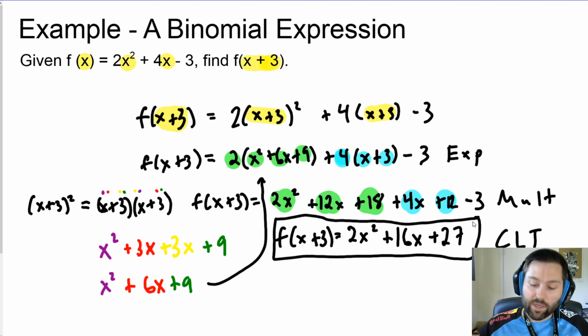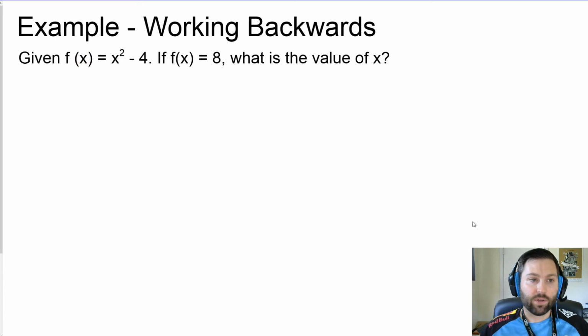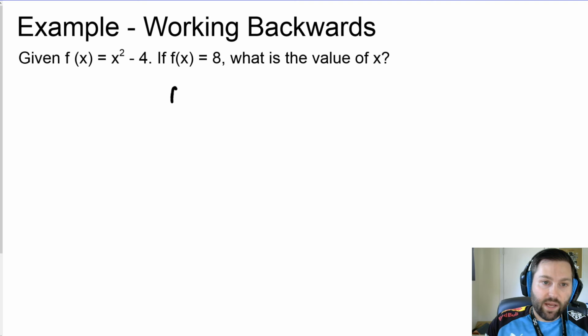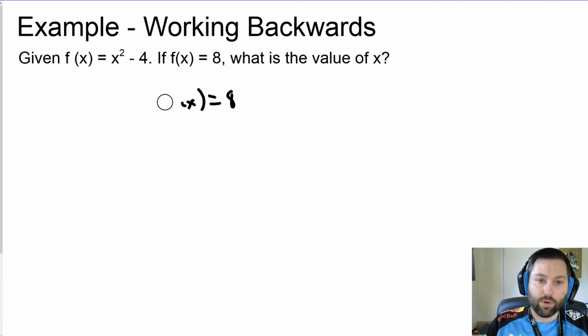The last type of thing that we need to see with function notation is working backwards. It is stated in this problem that f of x equals x to the second power minus 4. If f of x equals 8, what is the value of x? I want everybody to notice that the problem states f of x equals 8. I'm going to rewrite that because I don't like how that was written. They say f of x equals 8.